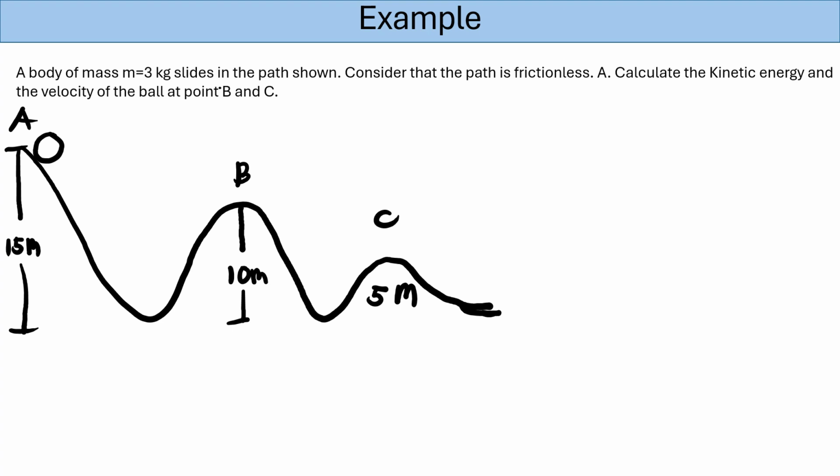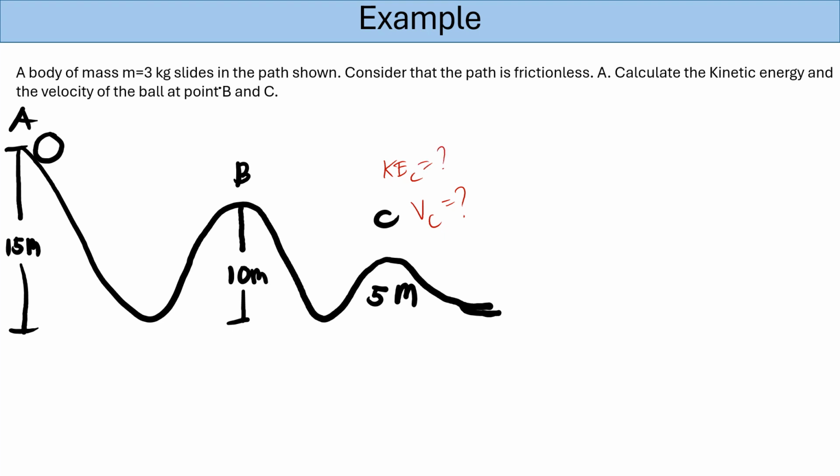Okay, so now how about at point C? How will we calculate the KE at point C and the velocity at point C? Okay, so I think you can try that on your own.